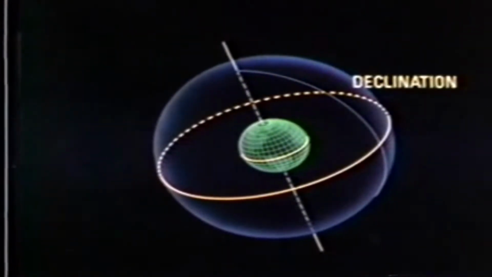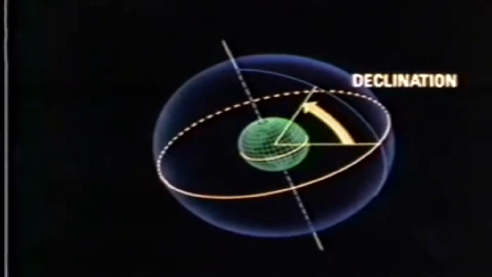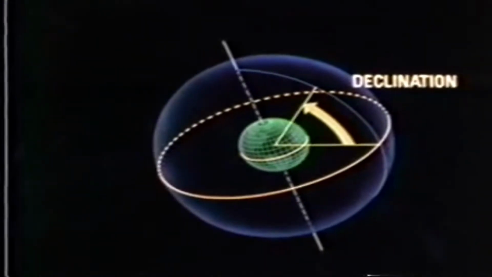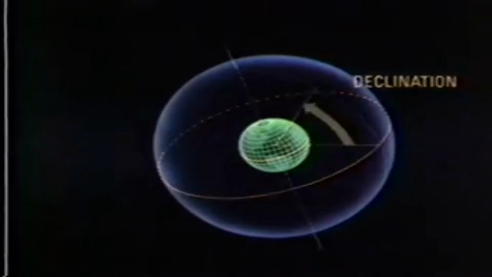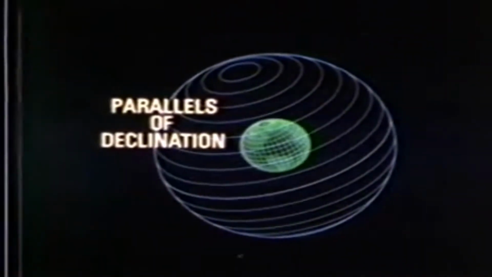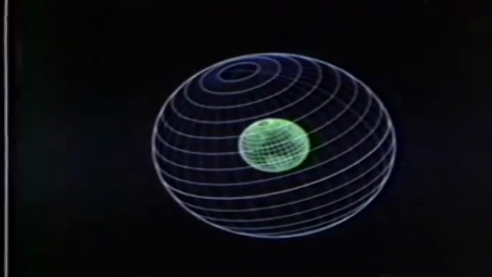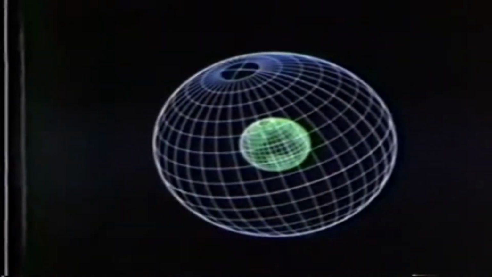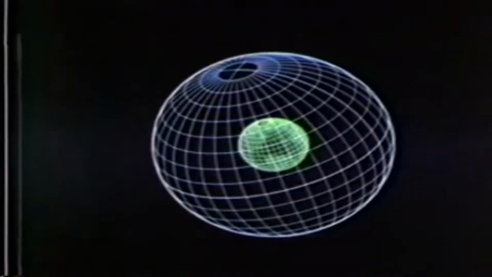Celestial latitude is called declination. It is the angular measure from the celestial equator, north or south, to a given point on the celestial sphere from 0 to 90 degrees. There are parallels of declination on the celestial sphere similar to parallels of latitude on Earth. When combined with celestial meridians, they form a celestial grid comparable to our terrestrial grid system.